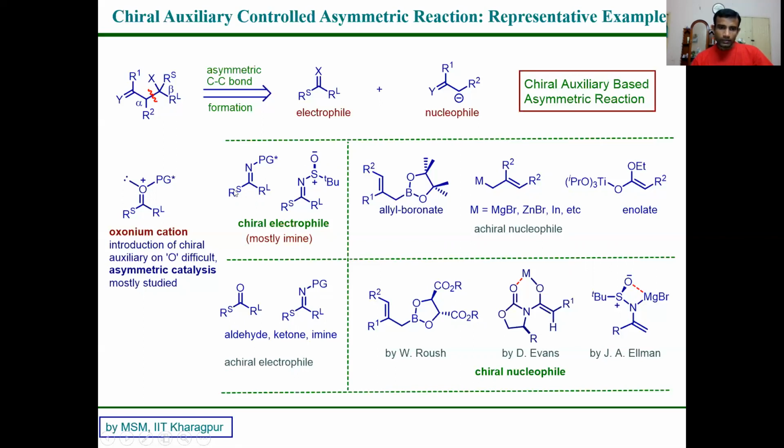Okay, but for oxygen, can you put a chiral protecting group here? If I ask you this question, obviously the answer will be yes, you can put it in situ, but don't make it and then do the reaction because the oxonium cation will be very unstable. So this type of reaction is mostly done with catalysis. Okay. So for oxonium cation, introduction of chiral auxiliary on oxygen is difficult. So asymmetric catalysis is mostly studied. So we'll discuss asymmetric catalysis with this carbonyl addition.